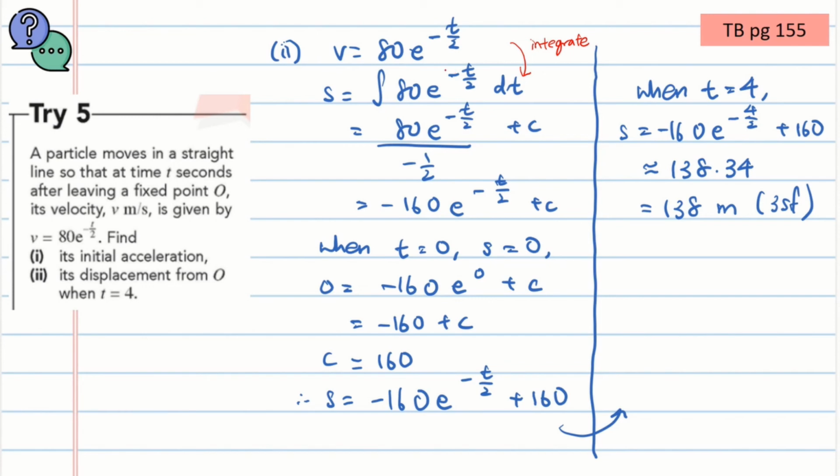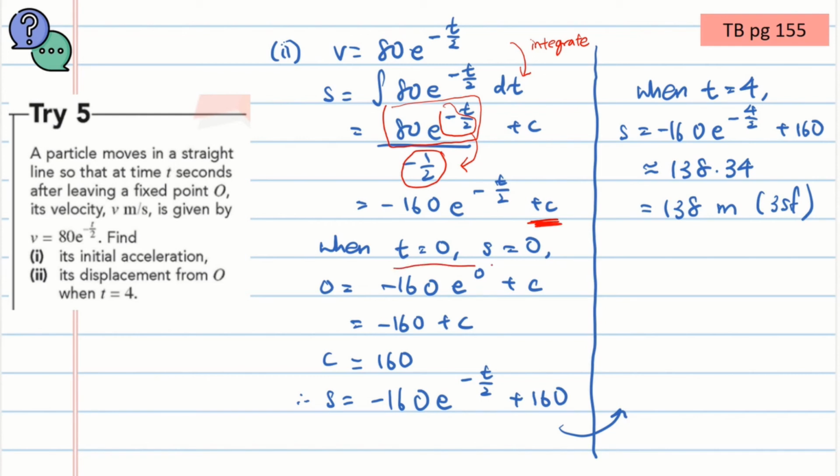When integrating an exponential function, it remains the same. However, again, we have the coefficient of t, which is negative half, which we need to divide by here. So that simplifies to be negative 160 e to the power of negative half t, and very importantly, the plus c.